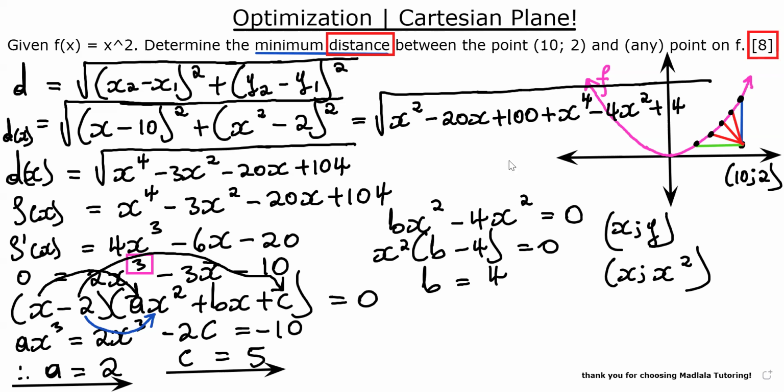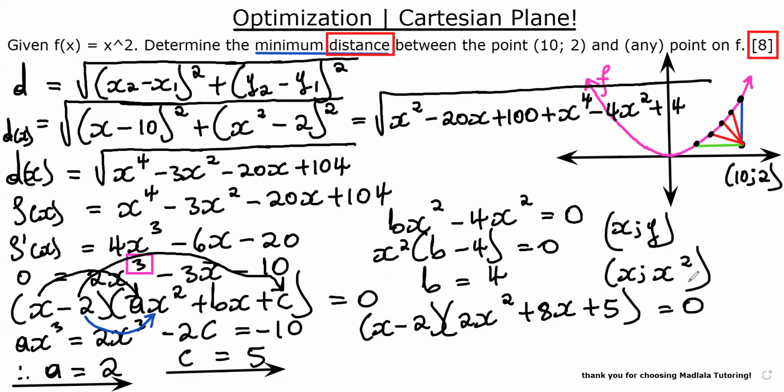Okay, so now it means we are just going to have x minus 2, which is multiplied by 2x squared plus 8x, and then for the constant, we say 5. And this is equal to 0, all right? So now we can say x equals 2, or this thing equals 0. The question is, can we factorize this?